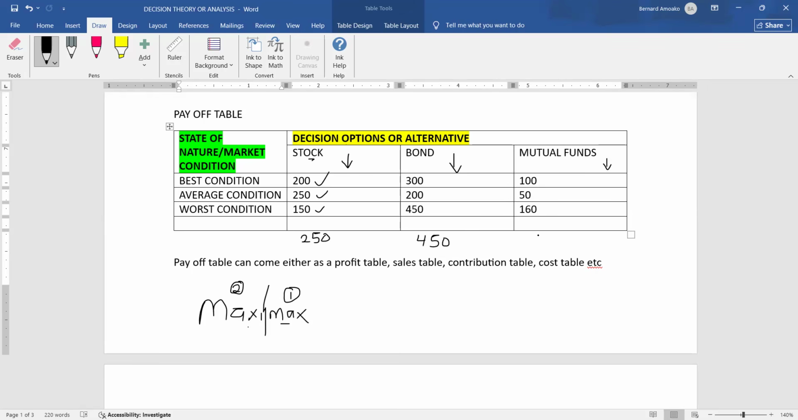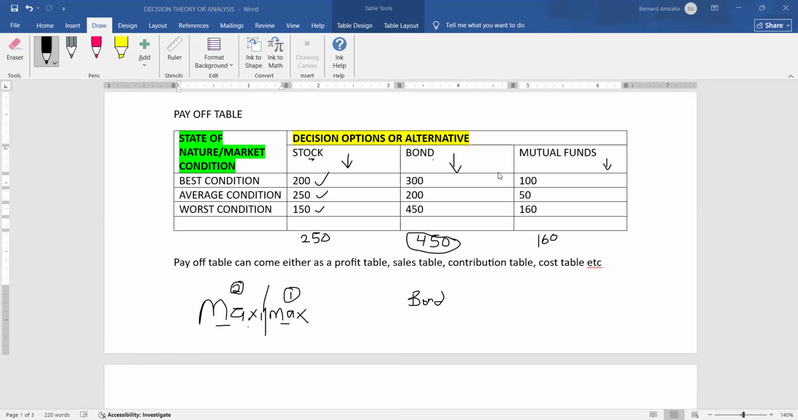It is 160. Now, after determining this, the next is for you to select the maximum value of the maximums. So 250, 450, and 160, which one is the maximum? The 450 is the maximum. And it is which option? The bond. So you quickly say invest in bond. Any question? Okay. There are no questions.